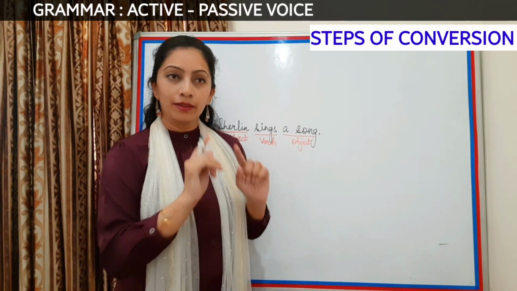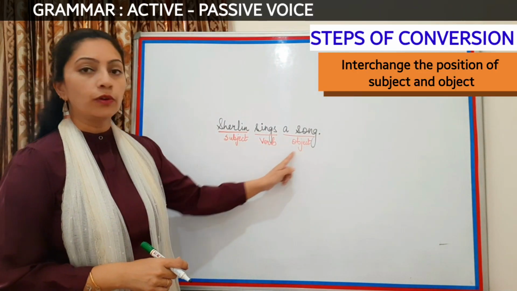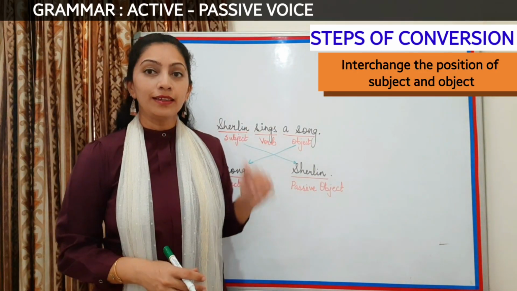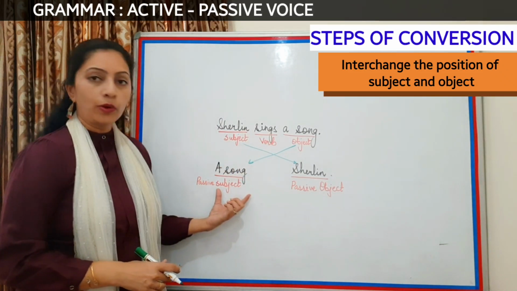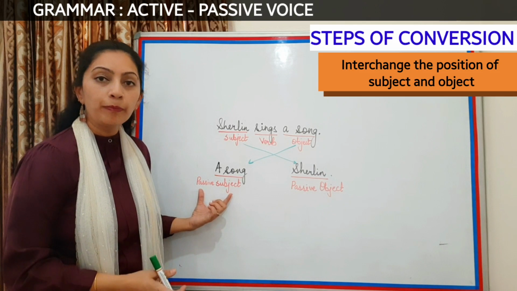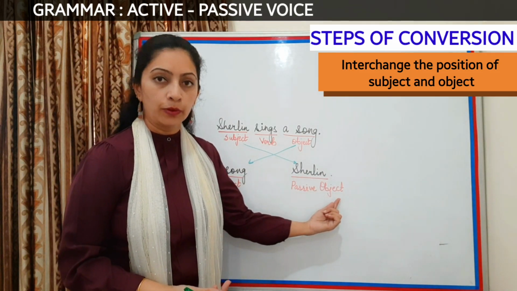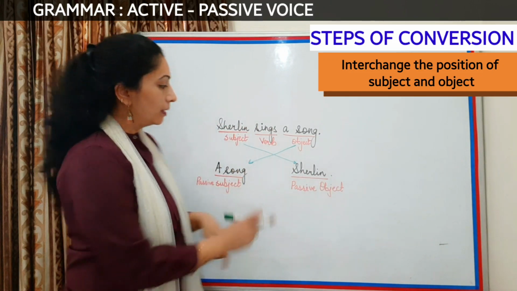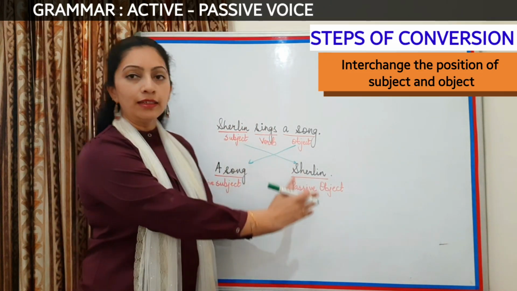The first step of converting is that you have to change the position of subject and object. So when I interchange, now this will become a song, now becomes the new passive subject, and Sherlyn now becomes the new passive object. So what have I done in the first step? Just interchange the position of the subject and object.